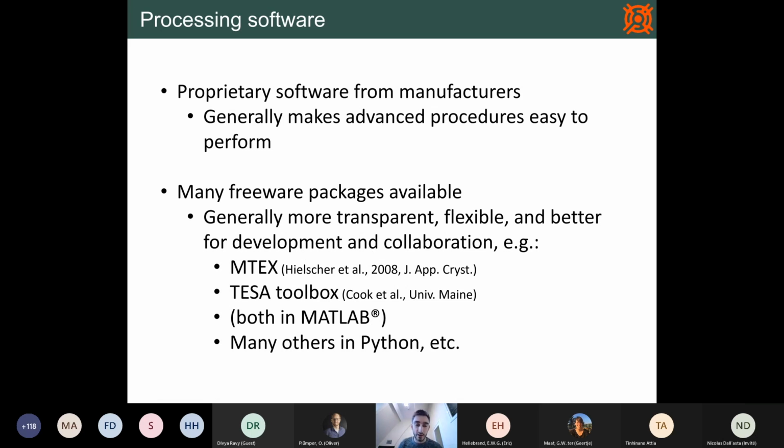So a couple that I often use, and one of the main ones that's used in the community, is MTEX, largely developed by Ralf Hielscher, which is great for handling all the orientation data and all the crystallography. There's other packages. This one, the TISA toolbox, developed by the guys at the University of Maine, is good for thermoelastic analysis. So you can start to go from just the basic orientation data to some sort of physical properties and processes. These two are both in MATLAB, but there's a whole range available in Python and other languages and so on.